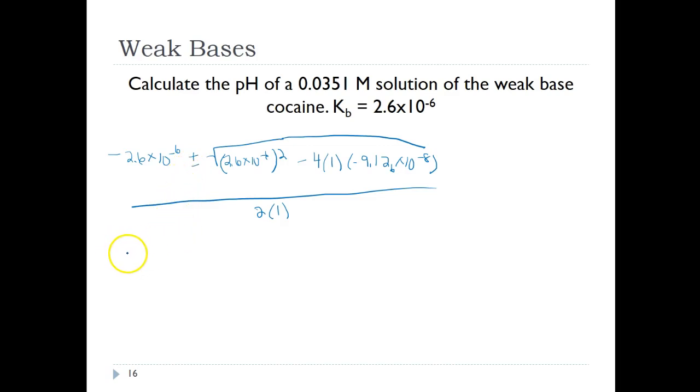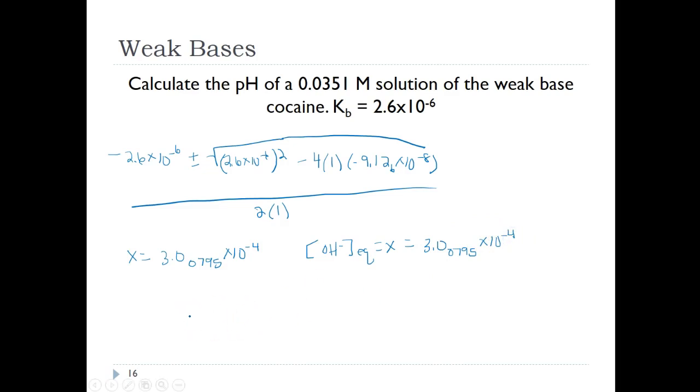So when I did the algebra and I simplified this, the value that I got for x, which is just using the plus term, was 3.00795 times 10 to the negative 4th. I'm just going to keep a couple extra digits for now. Okay, so from the ICE table, the hydroxide ion molarity at equilibrium is equal to x. We know x is equal to 3.00795 times 10 to the negative 4th.